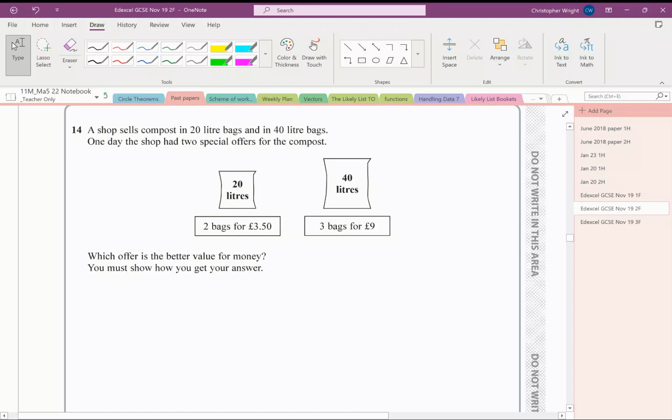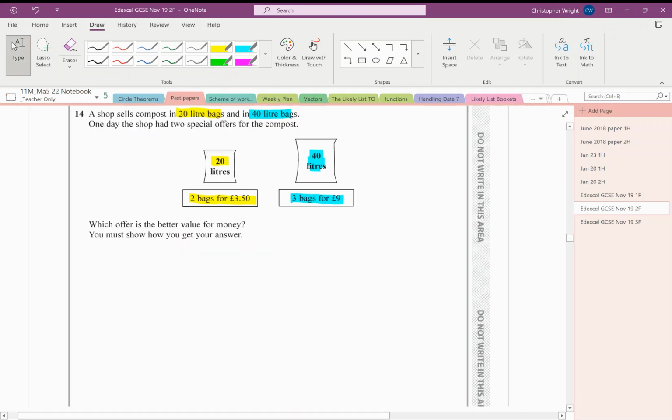Question 14. A shop sells compost in 20-litre bags and in 40-litre bags. One day the shop had two special offers for the compost. For the 20-litre bags, you can get 2 bags for £3.50. And for the 40-litre bags, you can get 3 of those for £9. Which offer is better value for money? You must show how you got your answer.